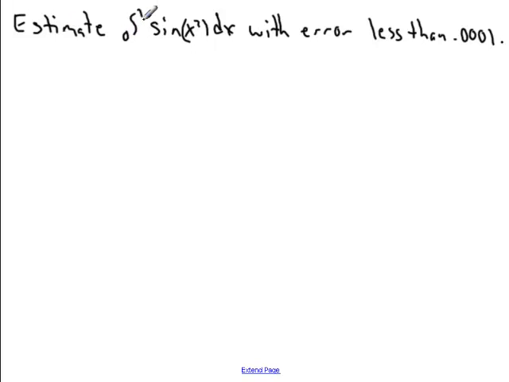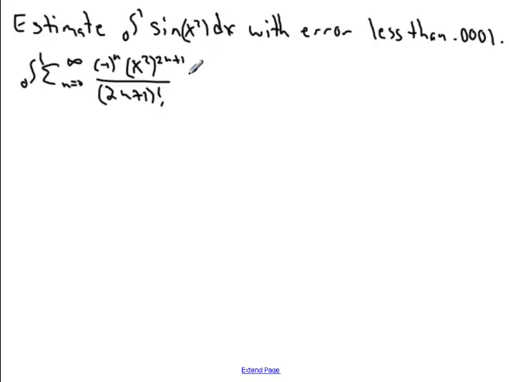Estimate the integral from 0 to 1 of sine x squared dx with error less than 0.0001. So from our list of series, sine x is the sum from n equals 0 to infinity of negative 1 to the n, x to the 2n plus 1, so we're going to have x squared to the 2n plus 1, divided by 2n plus 1 factorial, dx.